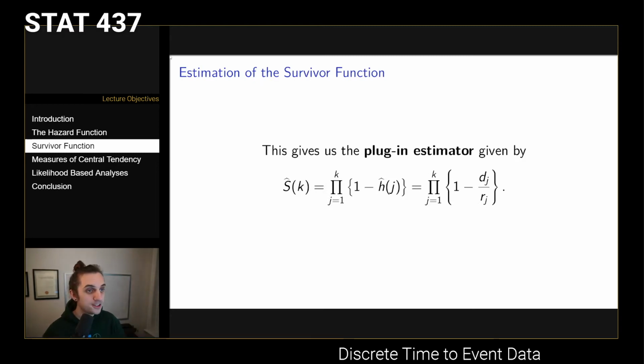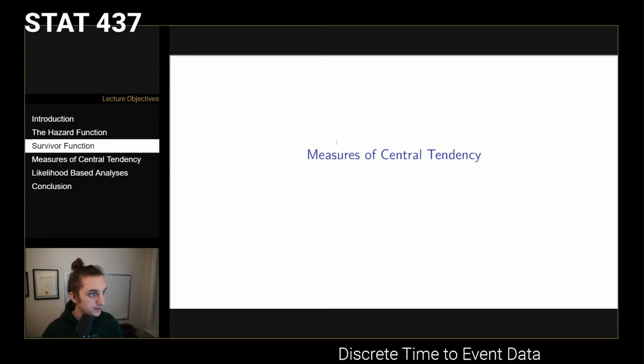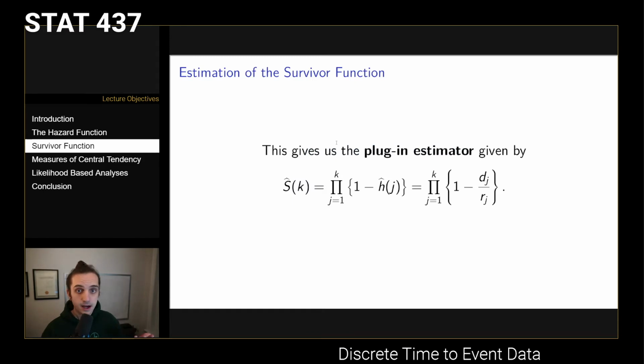If we do that, we get this really nice form that, again, is just computable from those life tables that we were looking at, right? So we take the product from j equals 1 up to time k of 1 minus d_j divided by r_j, where this d_j divided by r_j is just the estimated hazard at time j. Okay, so it's just this cumulative product of 1 minus the hazard function. And that's how we estimate the survivor function in discrete time data.